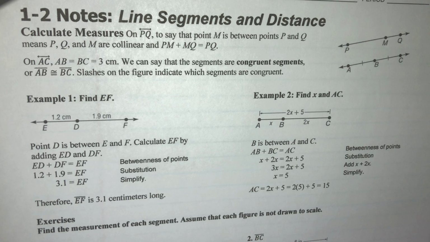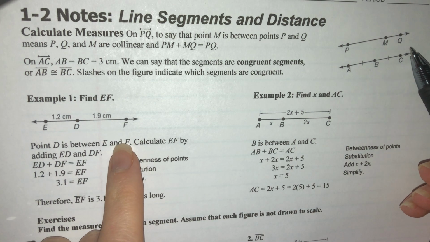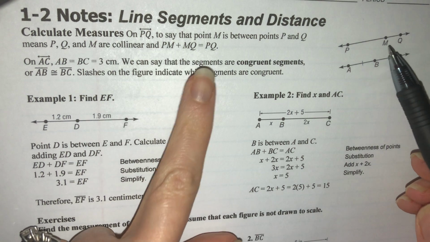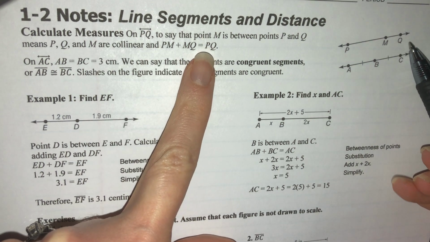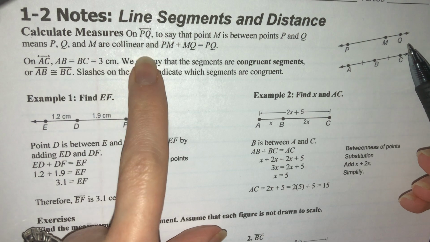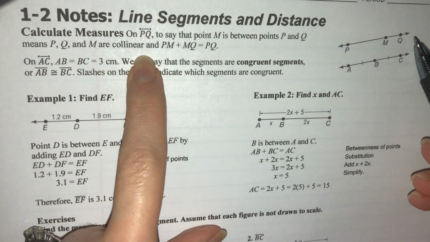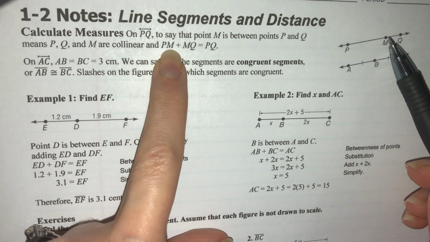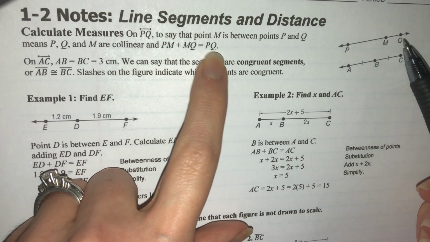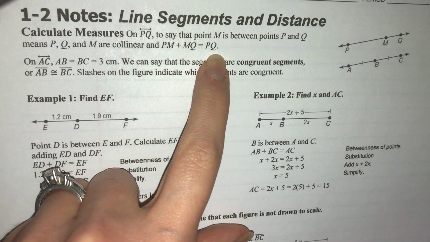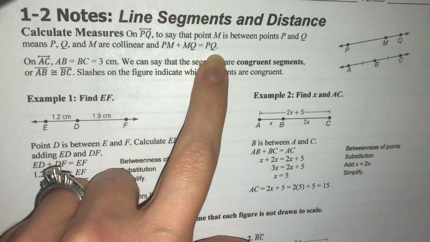Hi, today in geometry, our lesson is called line segments and distance. So the first thing we're going to talk about is what it means for one point to be between two other points. On this line segment PQ, M is between points P and Q if all 3 points are collinear, so they follow along the same line, and the measurement PM plus the measurement MQ is equal to the total PQ. That is the definition of between.